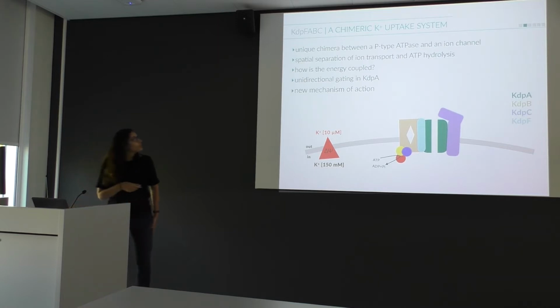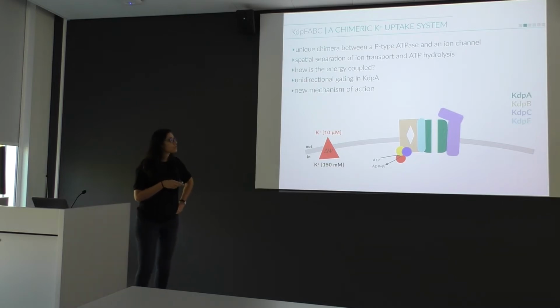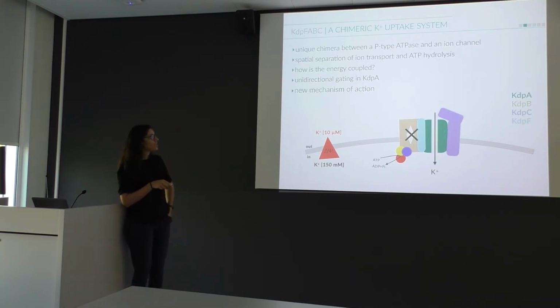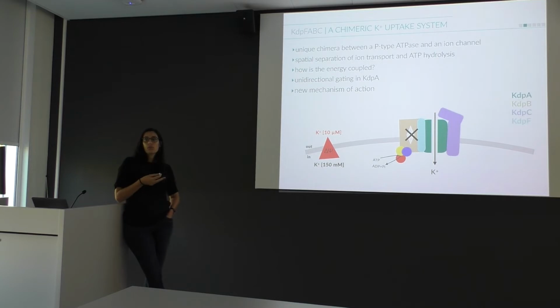But what makes me fall in love with it, and what's so intriguing about this system, is, as I told you, it's really a chimera between a p-type ATPase and an ion channel. It is thought to have a spatial separation of transporting and ATP hydrolysis, so you don't have it transporting via here, but only via here. Then this raises a couple of questions, if this is really how it works.